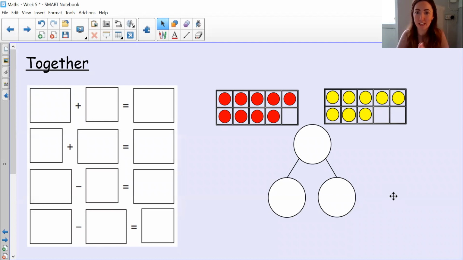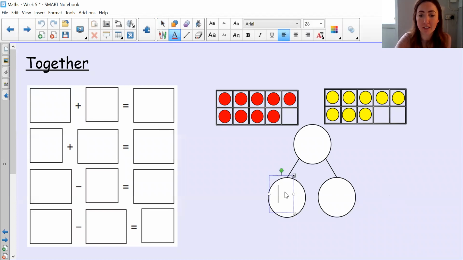Okay, let's see if you are right. So this time, one of the parts is 9 again, because the last one was 9 red counters, and then the other part is the 8 red counters. Okay, so the whole number of counters is 17. Did you get that? Great. Okay, so let's go through the number sentences now.